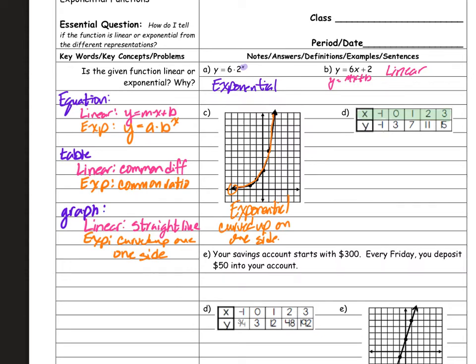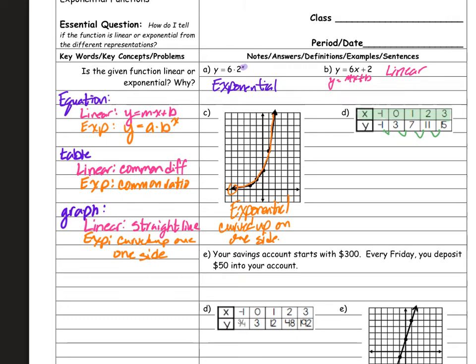Now I want to find out what my difference here and here and here, or my ratio, right? I could be multiplying. What would I multiply -1 by to get 3? Well, -3. And is 3 times -3 7? No, that's -9. So it's not multiplication. So how else can I get from -1 to 3?